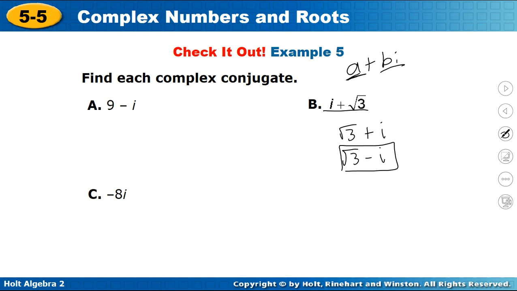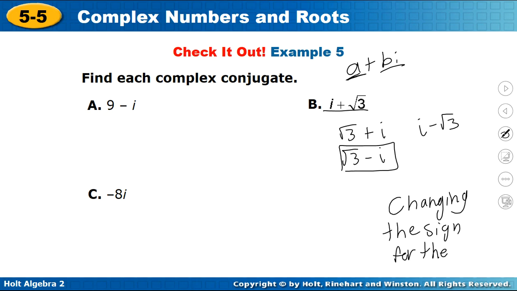That's the complex conjugate. And why is that different than i minus the square root of 3? Well, is 2 minus 4 the same as 4 minus 2? No, it's not. So it does matter which term is written first. Again, another sort of tip that you really just need to know is essentially all you're doing is changing the sign for the imaginary part.